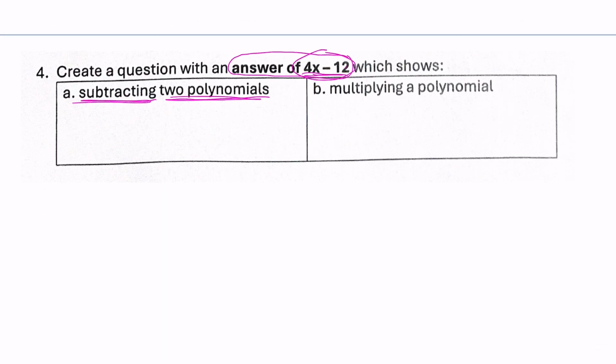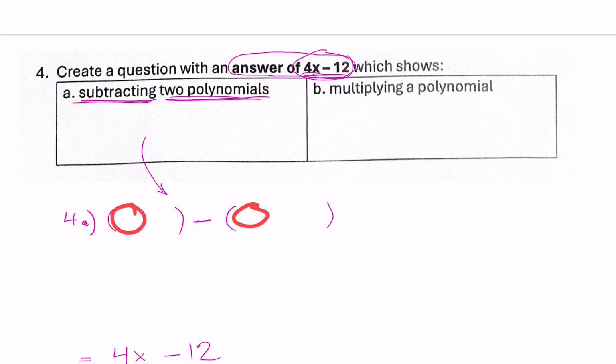So subtracting means, I'll just write it over here, 4a. Subtracting, remember, there's a minus sign. Two polynomials, so inside the bracket is one polynomial minus another polynomial. I want the answer to be 4x minus 12. Think of it in two parts. I know two x terms are going to subtract each other to give 4x. So think of two numbers that subtract to give 4. Well, I can have 8 and 4 subtracted, and it needs to be part of the x family, so I just tried 8x and 4x.